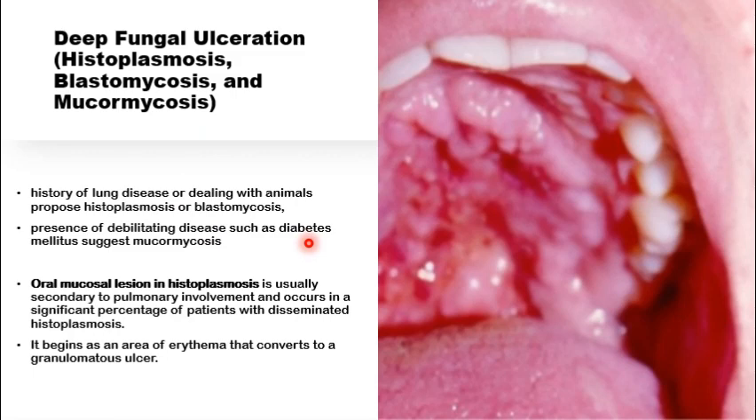In histoplasmosis, there is usually an area of erythema that converts into a granulomatous ulcer, a sort of ulcer with evidence of granulation tissue around it, a warty-like type of ulcer. This is usually associated with pulmonary involvement and can also occur in the disseminated form of histoplasmosis.